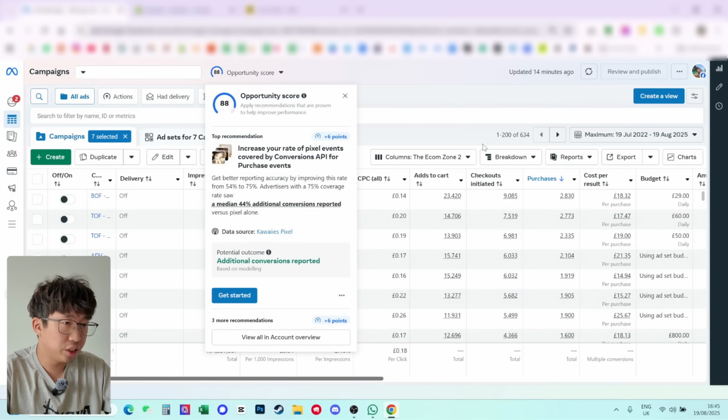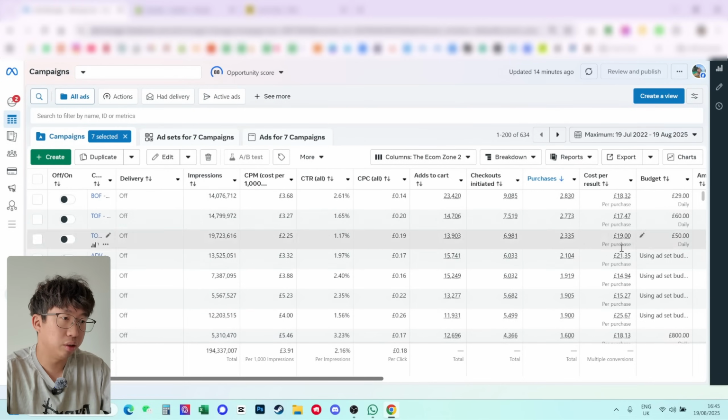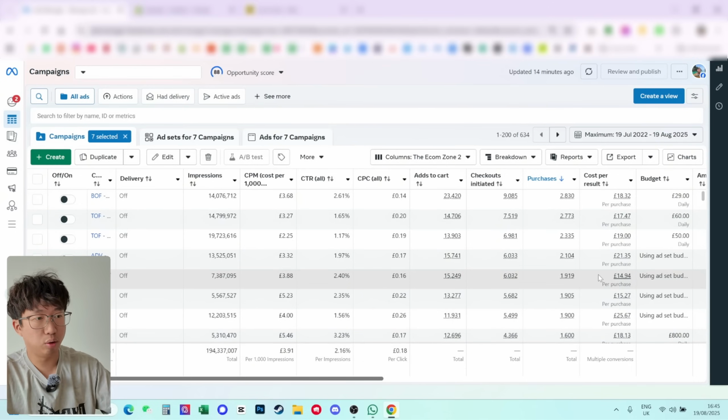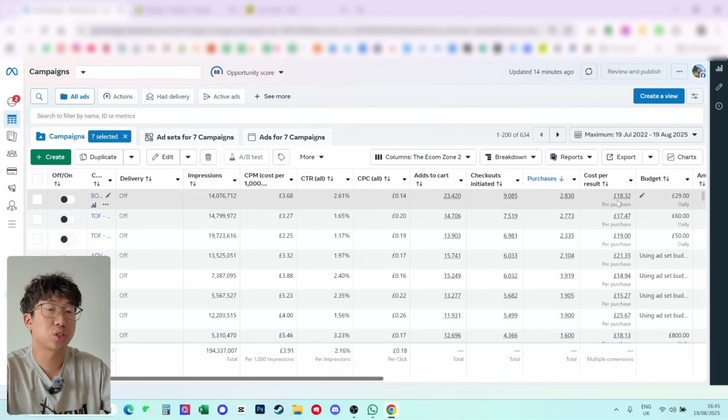And now let's go over to here. You can see my cost per result is around £18, £21, £19. And my break even is £30 per result, right? So when I scale, I have what? £30 take away £18, which is £12 left to scale.